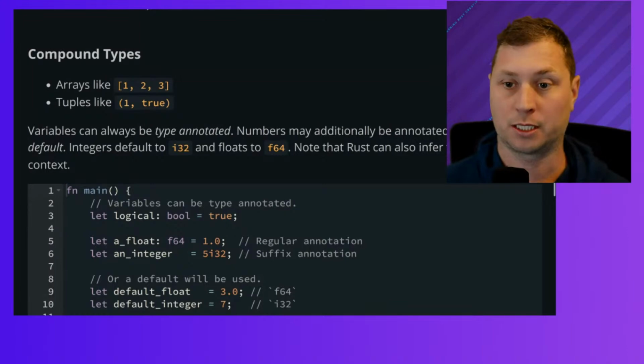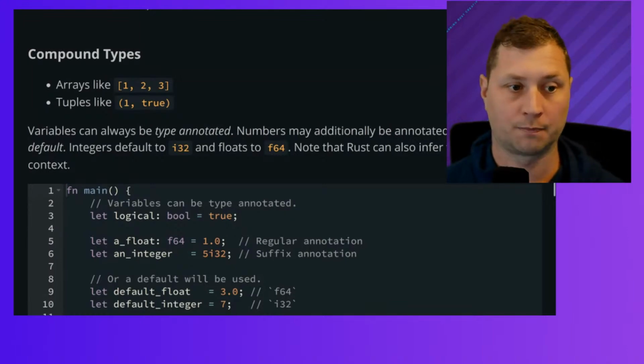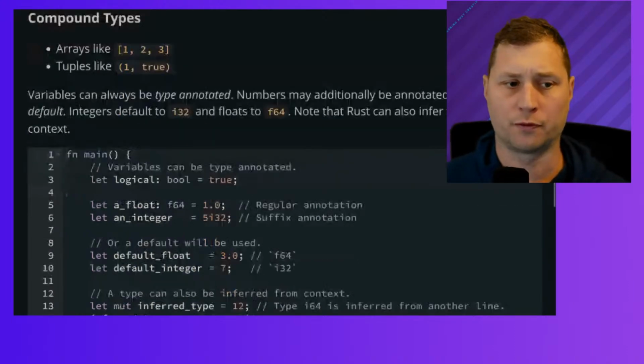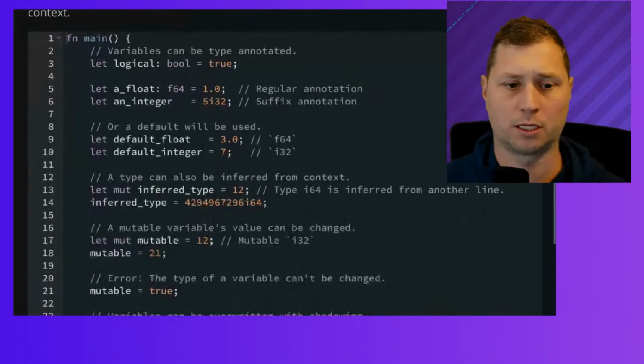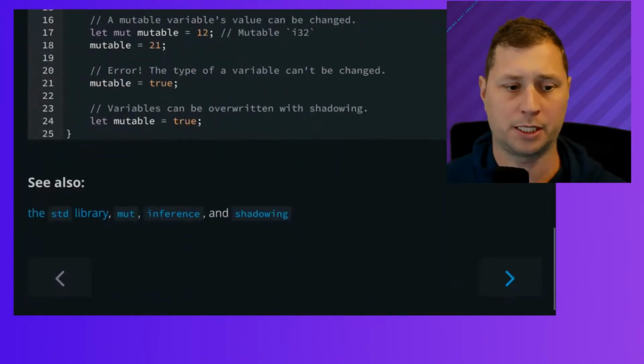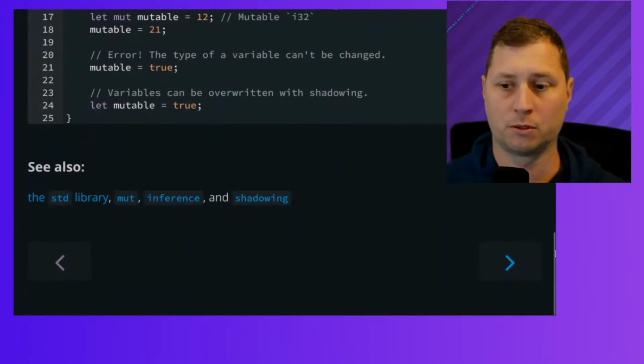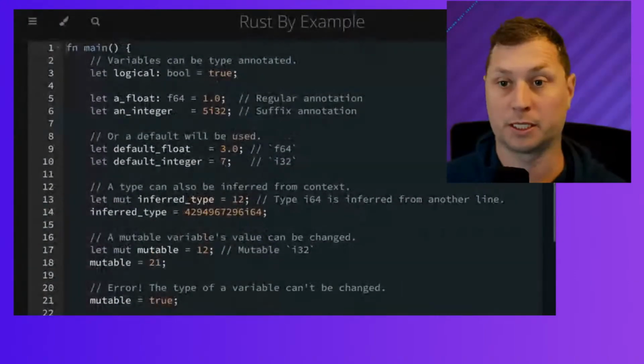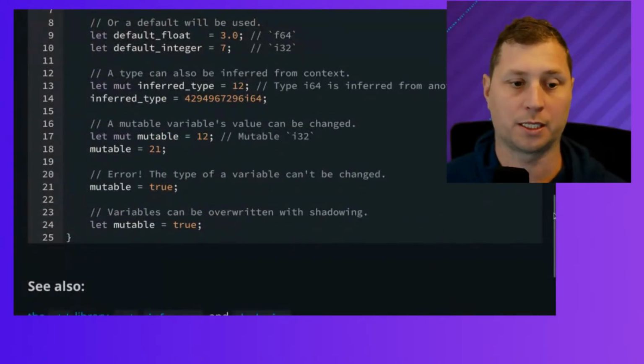Numbers may be additionally typed by a suffix or a default. Integers default to I32 and floats to F64. Rust can also infer types from its context. And so, when talking a lot about primitives, pretty easy. Let's just print this out and see what happens. Oh, in fact, there's no point. It doesn't have any output.